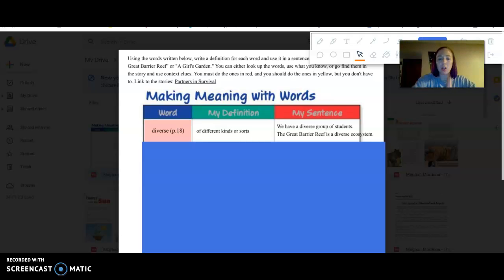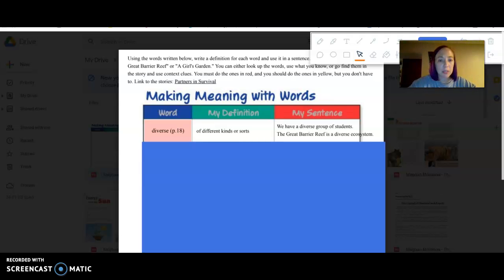Alrighty, my people. Vocabulary number 3. So, again, you are writing the definition on your paper. You are writing one of the sentences, both of the sentences, or your own sentence. So, first word, diverse. These are both words from the Great Barrier Reef or A Girl's Garden.